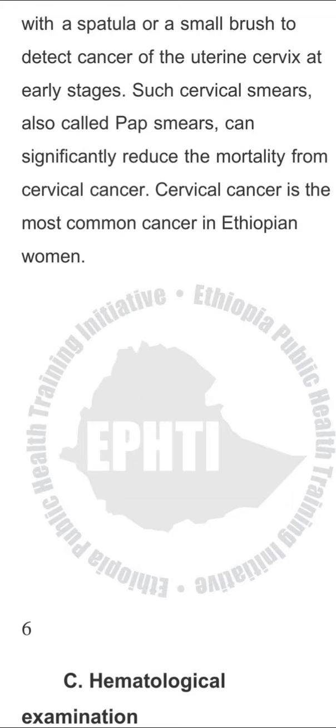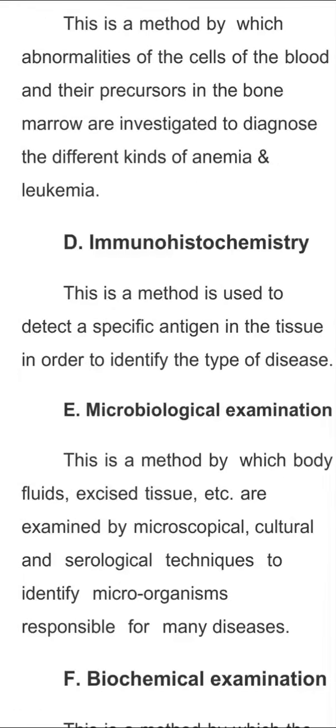And one more examination is the hematological examination. This is a method by which abnormalities of the cells of the blood and the precursors in the bone marrow are investigated to diagnose different kinds of anemia and leukemia.